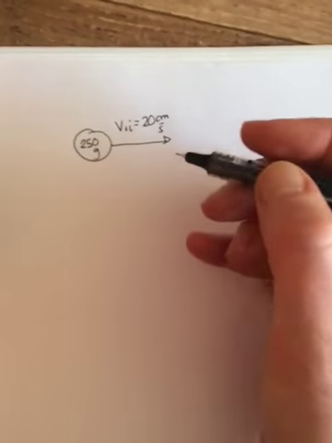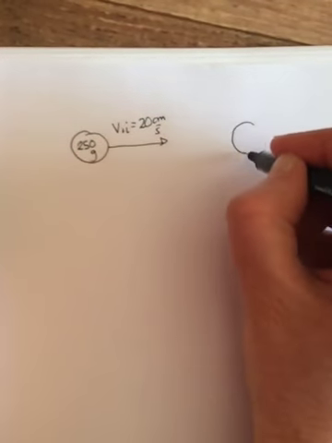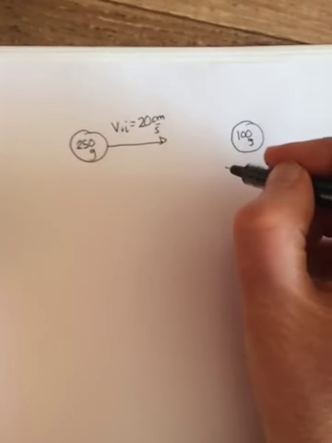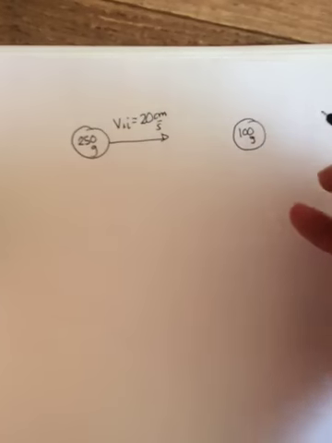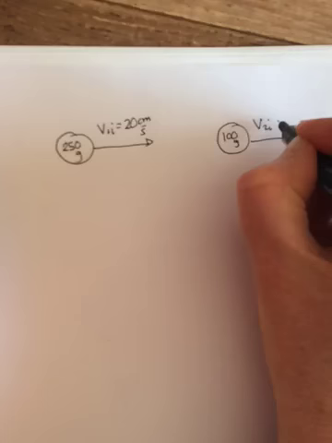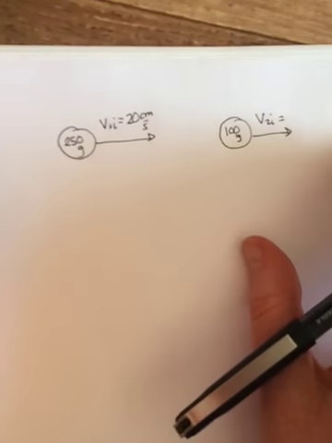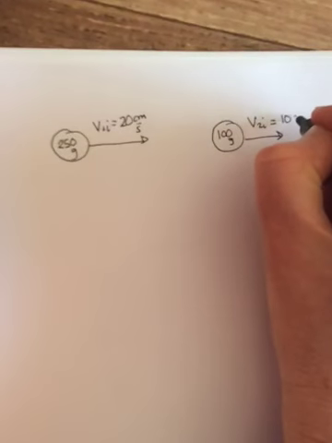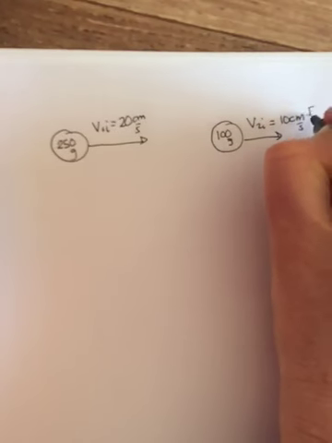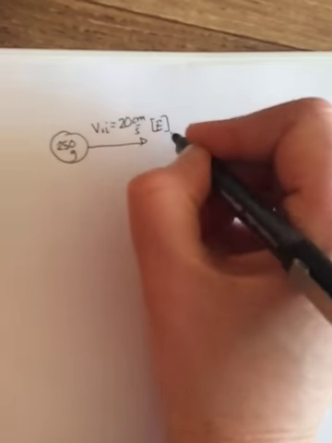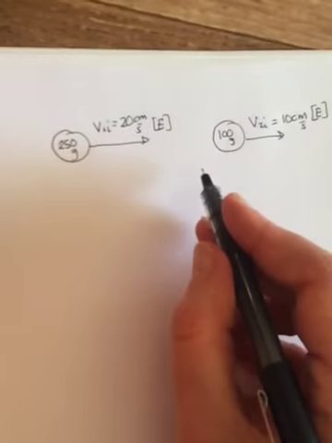It collides with another ball having a mass of 100 grams, moving along the same line, also east. So V2 initial is 10 centimeters per second, and they're both east. Okay, so east and east, so obviously the one in behind is going to catch up.